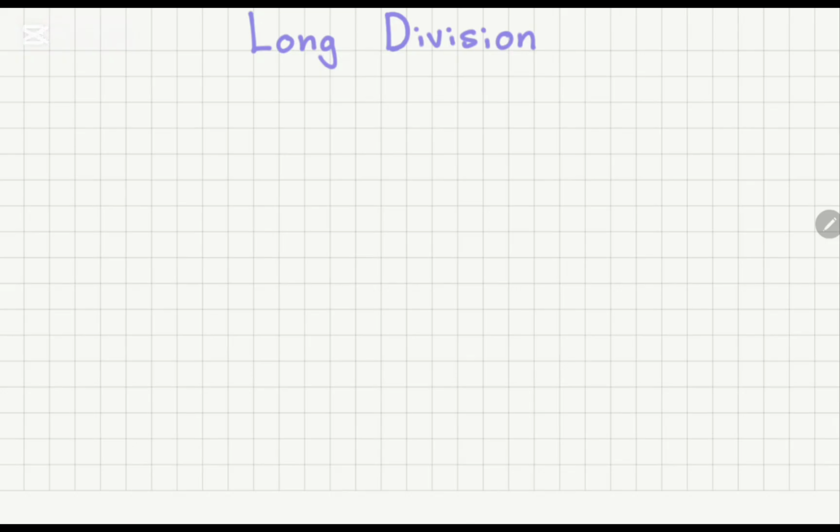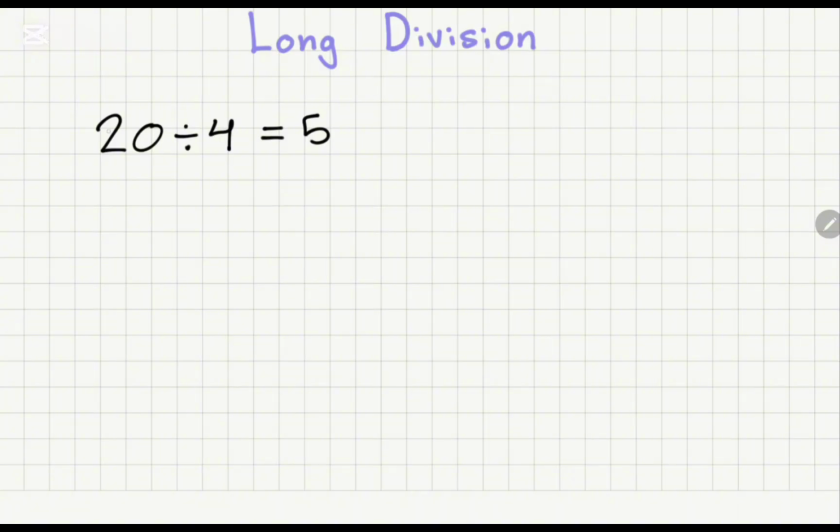So, the first thing that you need to know about long division is some terminology. So say I gave you this equation. 20 divided by 4 equals 5.